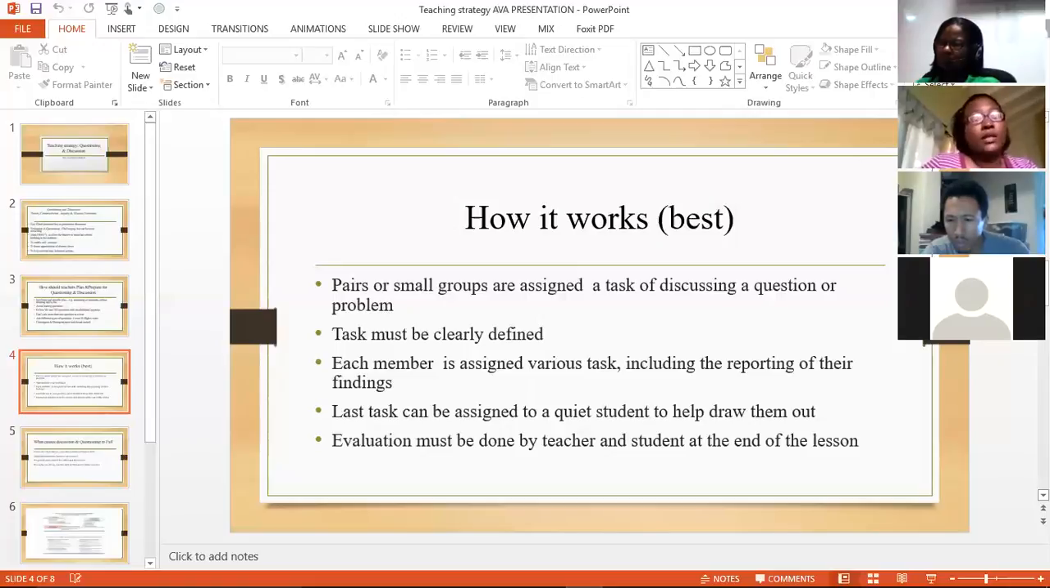As in all lessons, we want to have the teacher do the evaluation and also the student. So you can ask them questions. What did they learn from that lesson? What is it they liked about the lesson? What is it they didn't like about the lesson? And then you as a facilitator will now see how it works and maybe look at ways to improve it.